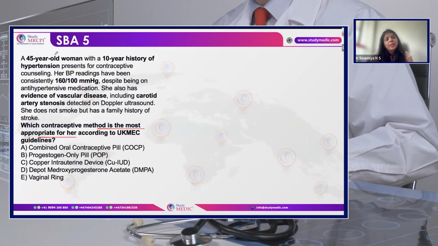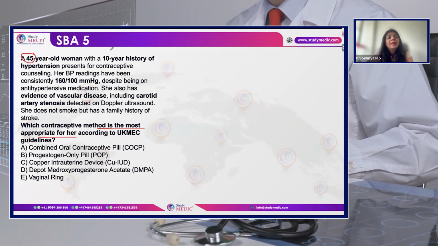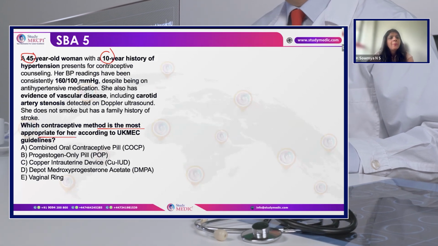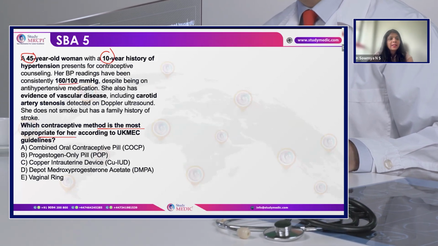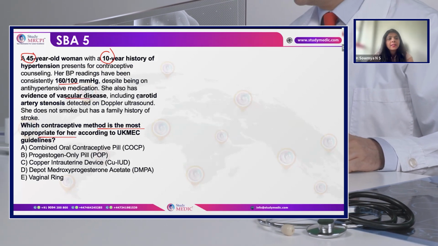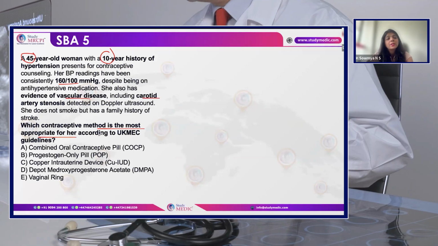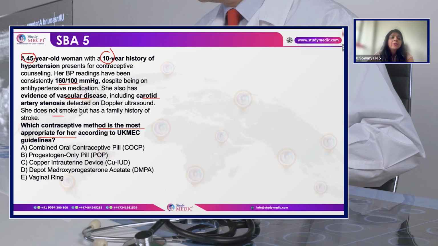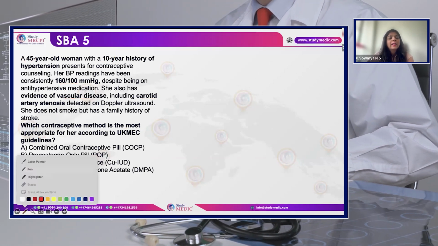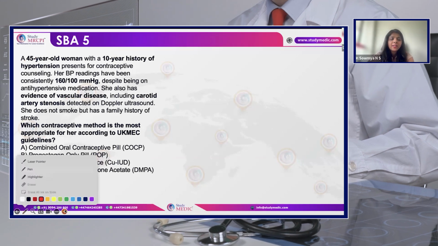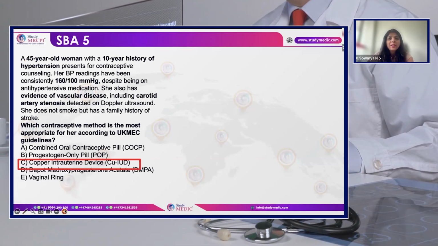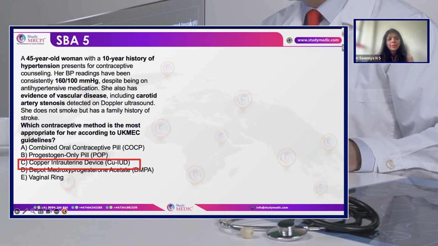Okay, let's see who is here. 45-year-old, 10-year history of hypertension. So probably we are dealing with a chronic hypertension. Blood pressure is 160/100, even with medications. Evidence of vascular disease, including carotid artery stenosis detected on Doppler ultrasound. Does not smoke, but has a family history of stroke. Too many problems, right? The cardiac functions are affected here. She has carotid artery stenosis, family history of hypertension, family history of stroke. She herself has a chronic hypertension.